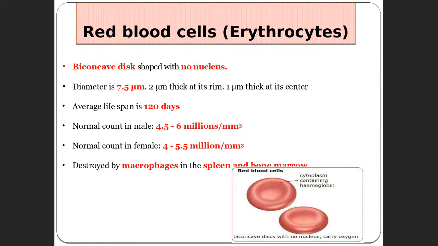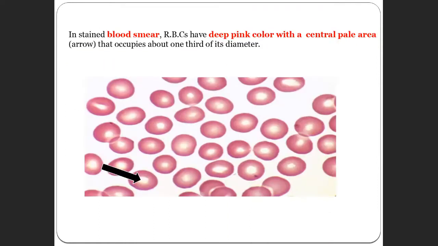So this is about red blood cells. Just a gist I am trying to give you. I may put up this figure also, and we may ask you to name the cells. This is a stained blood smear. RBCs have a deep pink color with a central pale area, and the central pale area occupies one third of its diameter.